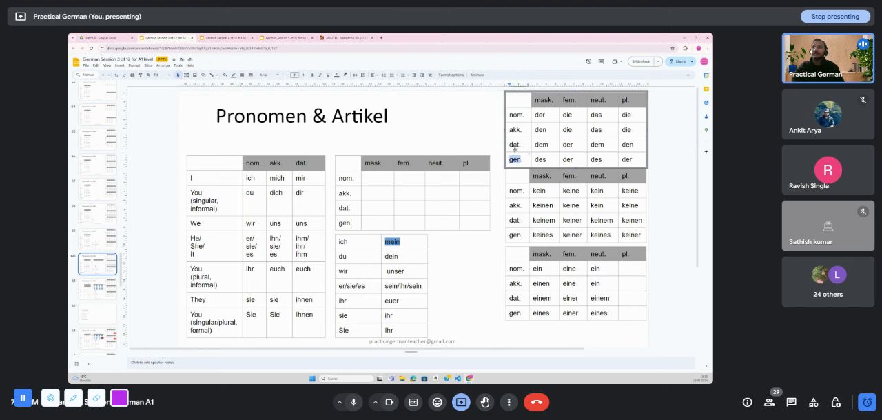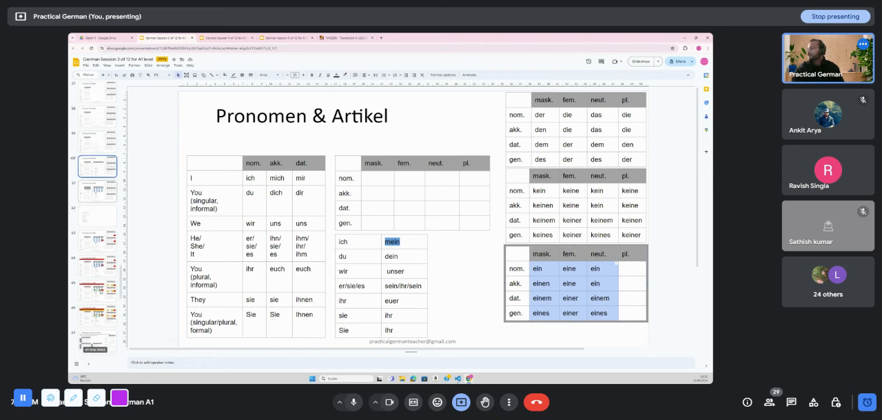What these cases are, we'll learn later. But you have so many things. If you want to say a or an, again you have to ask whether it is masculine, feminine, neutrum, and then you have to ask the case. That means let's look at some examples.